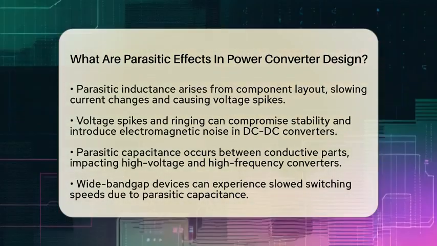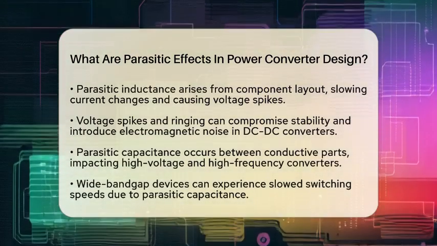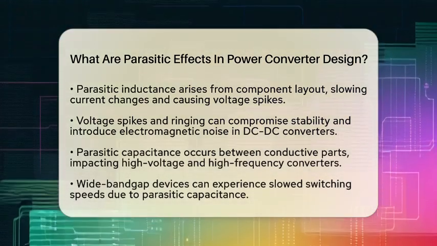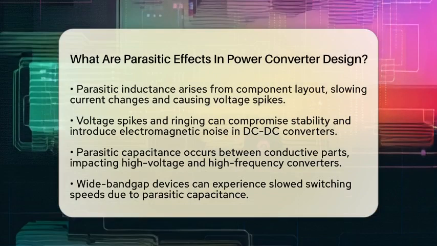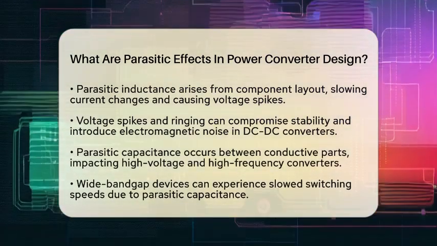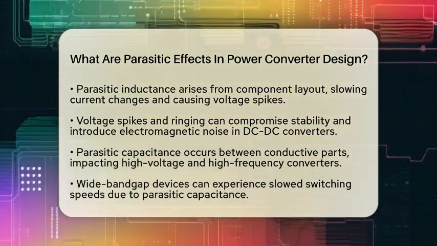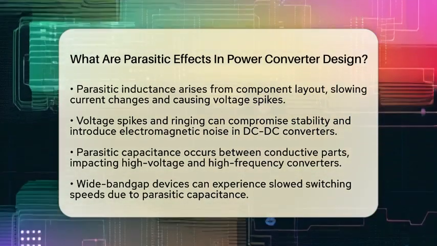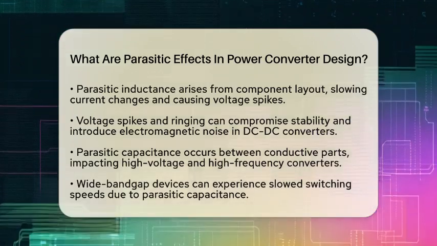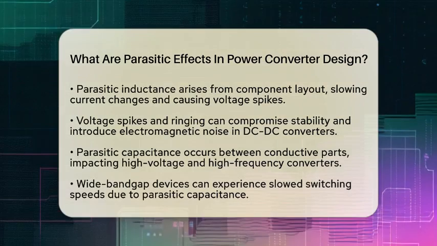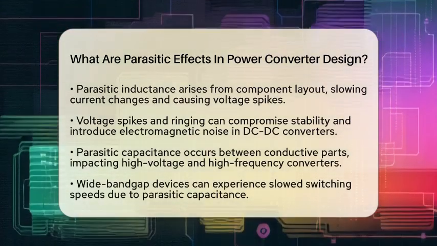Next up is parasitic inductance. This effect comes from the physical layout of components and wiring in the converter. It can create unwanted inductance that slows down changes in current flow. This can lead to voltage spikes and ringing, which are not good for stability. In DC-DC converters, this is particularly important because it can introduce electromagnetic noise. Parasitic inductance is often found in capacitor leads and inductor windings.